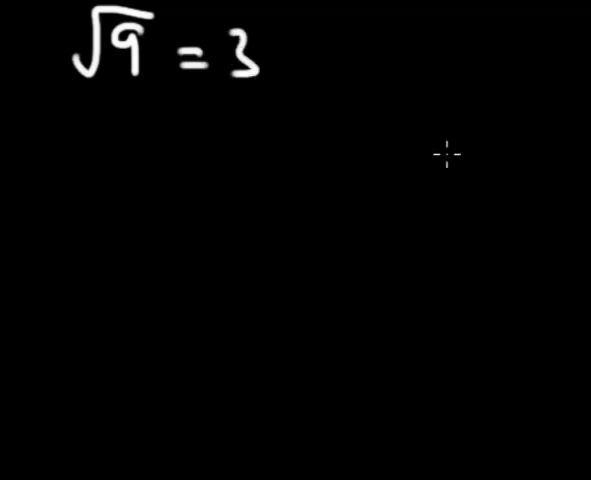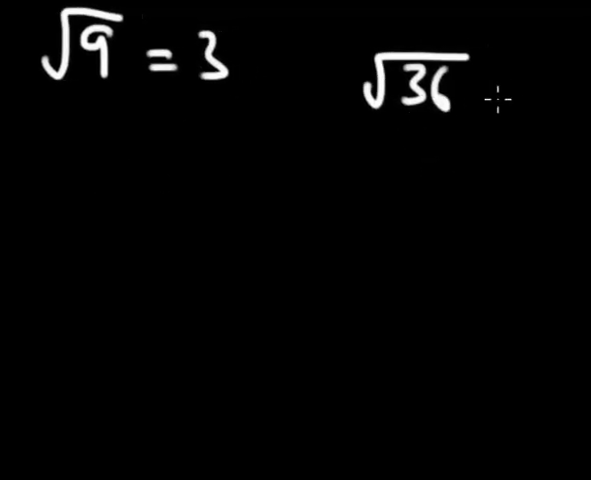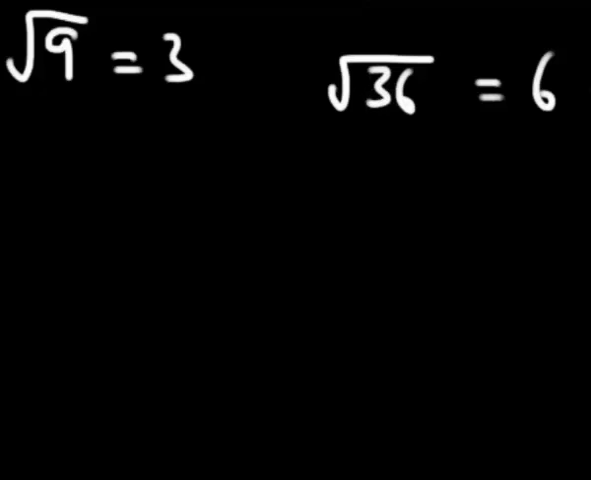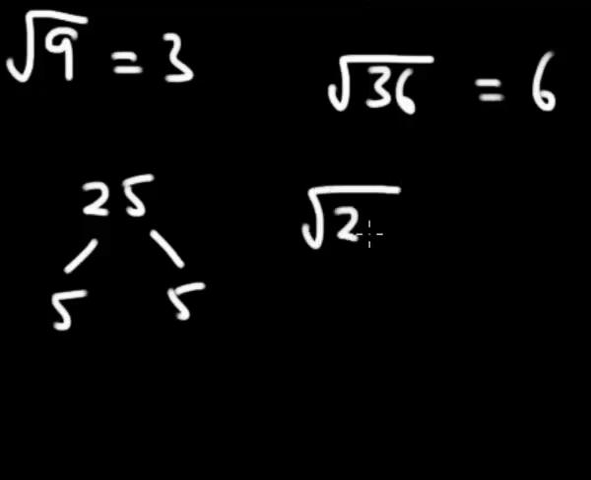You can do so many. If you think of 9, for example, the square root of 9 is 3. It's a perfect square. The square root of 36 is 6. Remember, it's always positive. And that's a perfect square. 36 is a perfect square. And 25 can be written as 5 multiplied by 5. The square root of 25 is, of course, 5. So 25 is a perfect square.